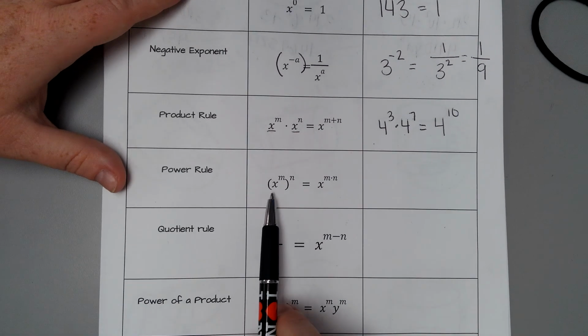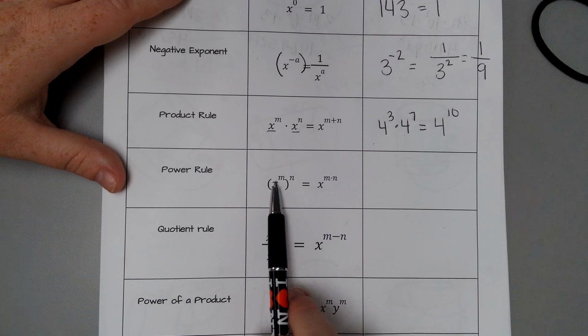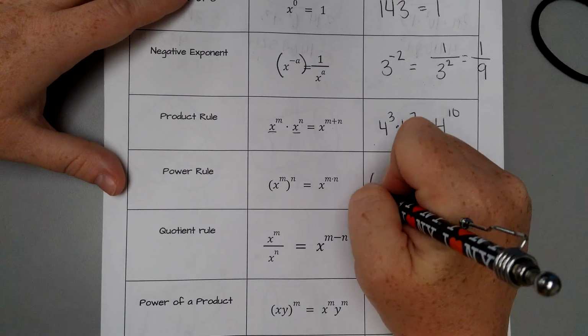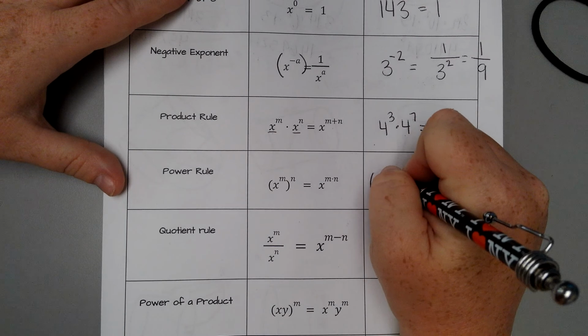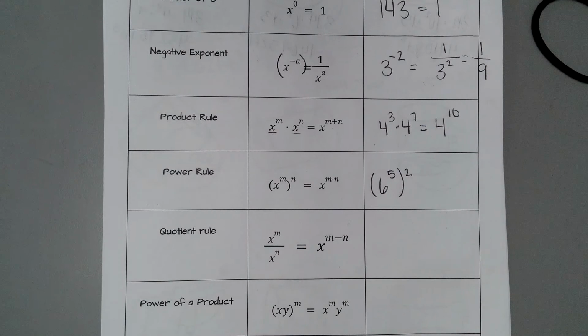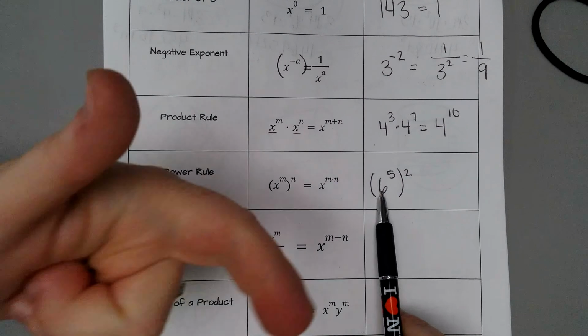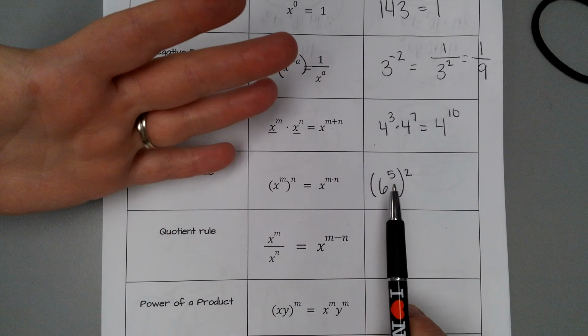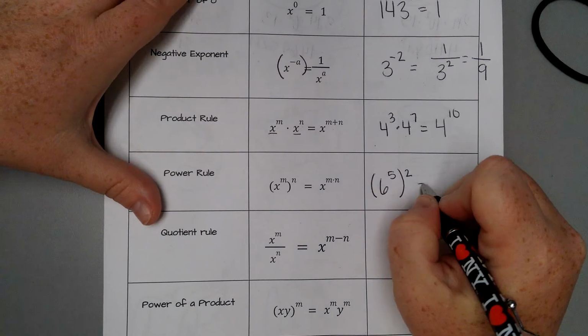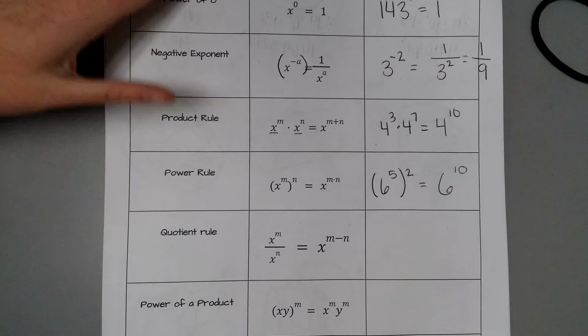Power rule. Anytime you have an exponent raised to a power and then it's raised to a power again, you multiply your exponents. So maybe you would have 6 to the power of 5, all raised to the power of 2. So you would have 6 times 6 times 6 times 6 times 6, and you would write that set 2 times. Or you would multiply your exponents, giving us 6 to the power of 10.